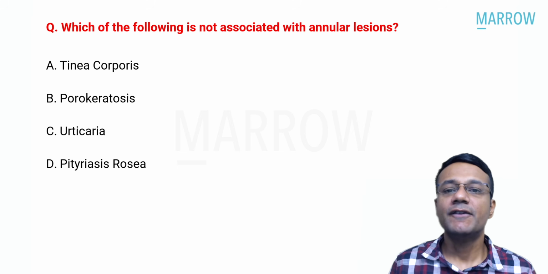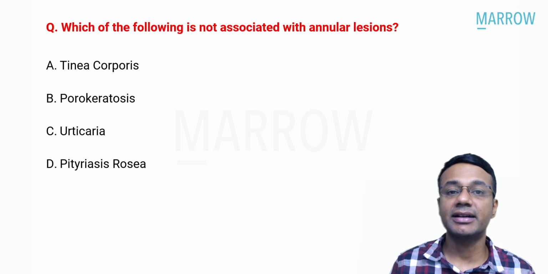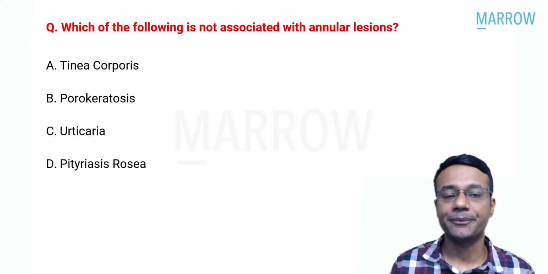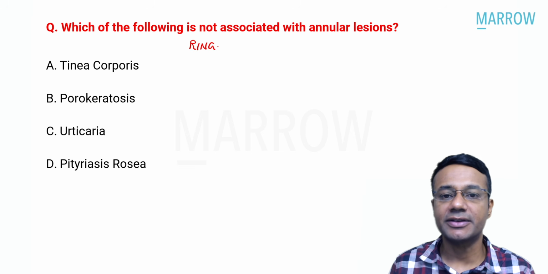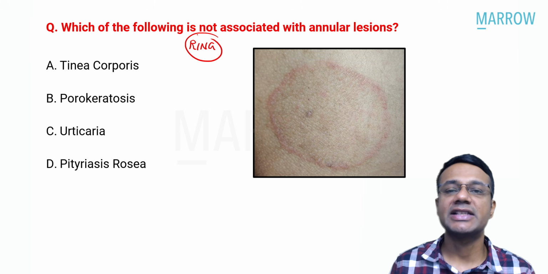Second question. Which of the following is not associated with annular lesions? A. Tinea corporis, B. Porokeratosis, C. Urticaria, D. Pityriasis rosea. Now, what do we mean by an annular lesion? An annular lesion is also referred to as a ring-shaped lesion. Like this, as we can see in the picture here.